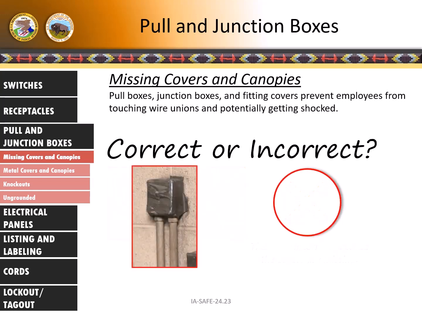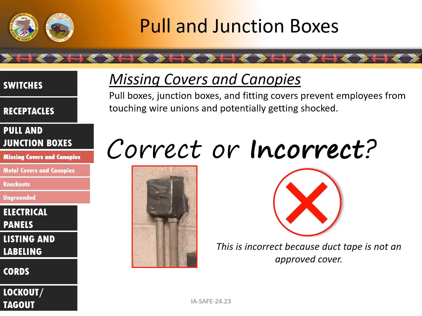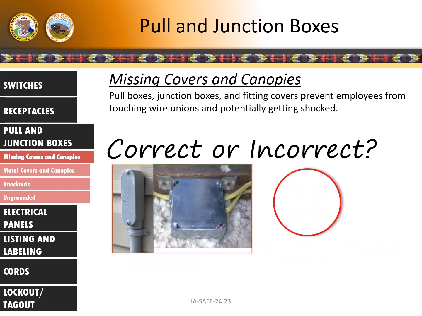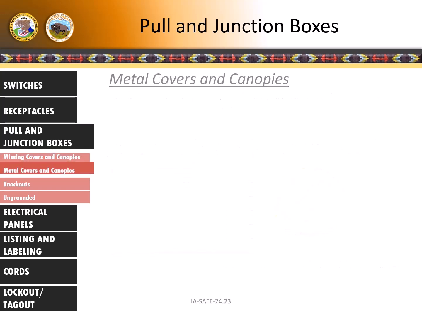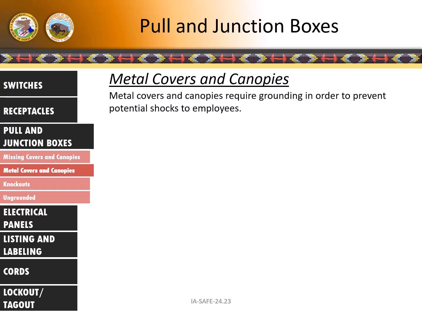Is this example correct or incorrect? This is incorrect because duct tape is not an approved cover. Are these examples correct or incorrect? These are examples of correct installations. Metal covers and canopies. Metal covers and canopies require grounding in order to prevent potential shocks to employees.